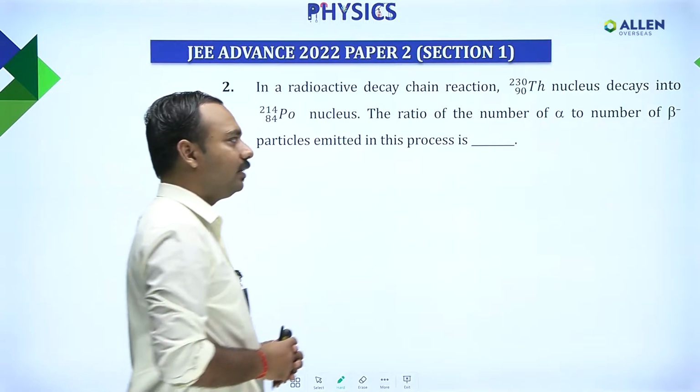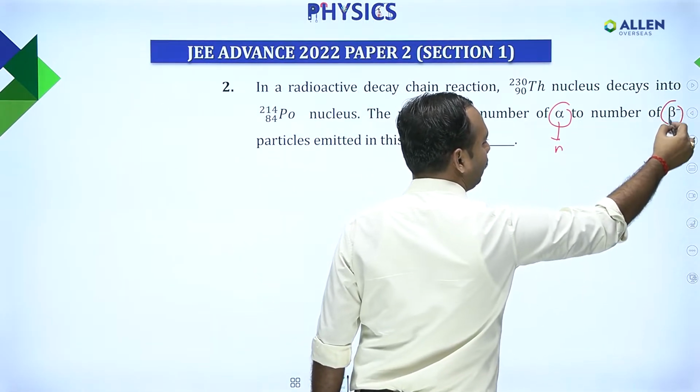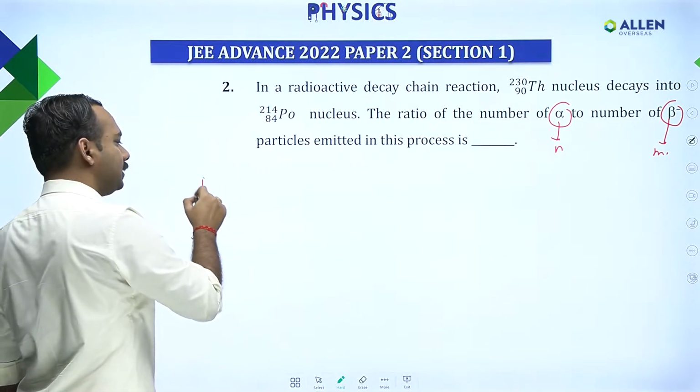Okay, let's assume the total number of alpha particles is small n, and the total number of beta minus particles, let's say small m. I've assumed it. Okay, firstly let's use the mass conservation.